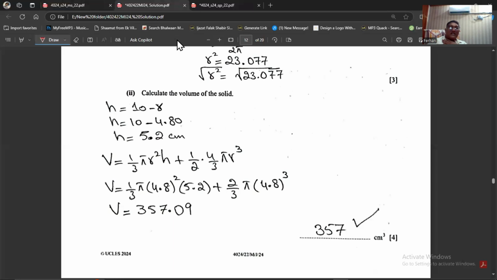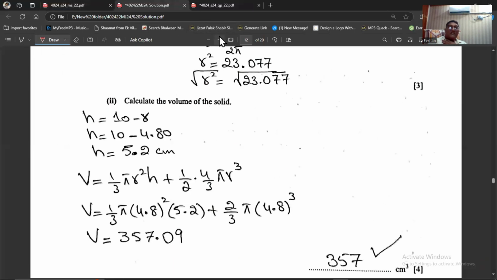Volume of the solid is the question. So I will first of all find the height of the cone. The height of the cone will be 10 minus r. The r is 4.8, so height will be 10 minus 4.8, and so the height will be 5.2. This is the height of the cone. So in this solid, we have two solids. One is a hemisphere, the other one is a cone. So we will find the volume of the cone, and we will find the volume of the hemisphere.